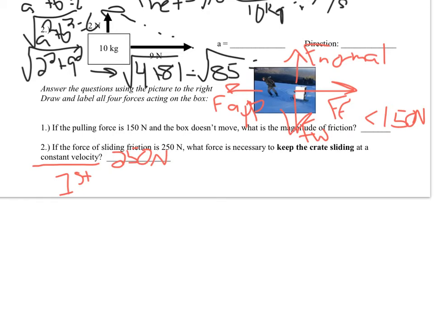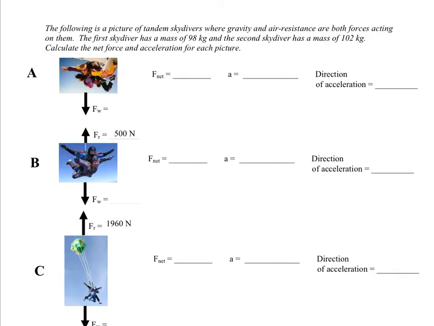Alright, let's go to the second page of this worksheet. Okay, looking at the second page of this worksheet. The following is a picture of tandem skydivers where gravity and air resistance are both forces acting on them. So both of them are tying into this one. In the previous unit where we learned about motion, we often ignored air resistance. Now we are going to factor it in.